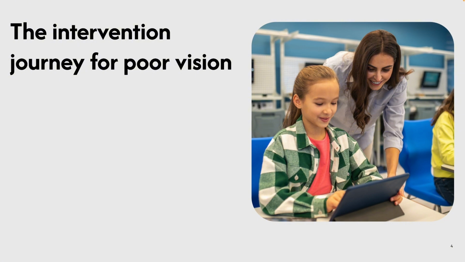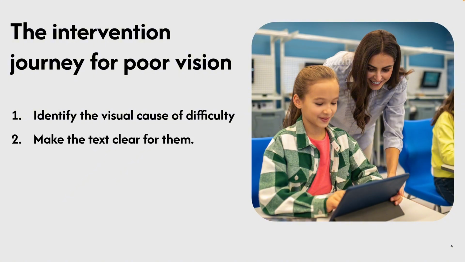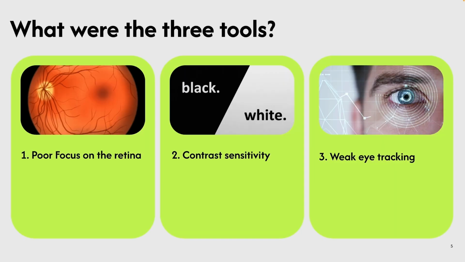So when we did the intervention journey last week for poor vision, first of all, we wanted to identify the fact that there was a visual problem and the exact cause of that visual difficulty. We then wanted to bring the situation where they're seeing the text clearly again. That's the role of this intervention, is that they can see the text clearly so that they can progress normally. And we wanted to implement the right tool to achieve that.